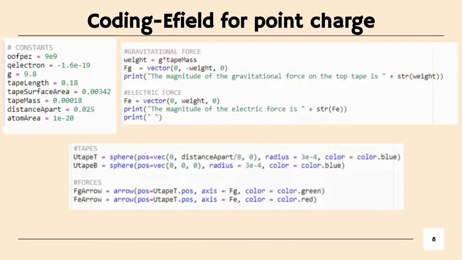So the constants are shown on the left. These constants will basically be the same throughout the whole thing. And then for the point charge, all I needed was the gravitational force and the electric force, which are shown here, where Fg is the negative weight in the y direction, and then Fe is just the positive weight going up. So the force of gravity will act downwards, and the force of the electricity will work upwards. And this will create my point charge, and it will roughly show how the two are interacting.